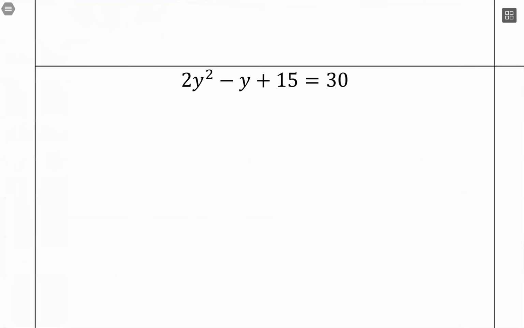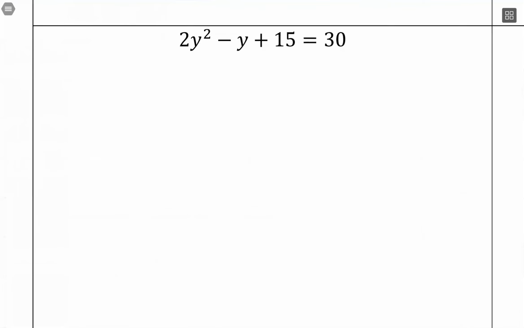Alright, so in here we can't do anything until we have 0 on one side of the equation, so my first step is to subtract 30 from both sides. 2y squared minus y minus 15 equals 0. So this is where we have a number out front. We have a number for a. And with this, you can do trial and error. You could just kind of keep plugging in values until it works. Or the method that I showed in our review that I'll go over here is the AC method.